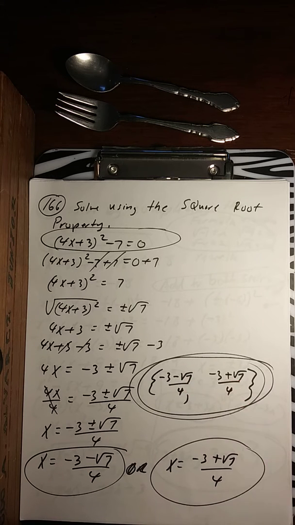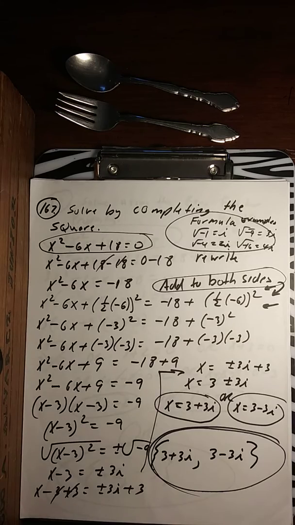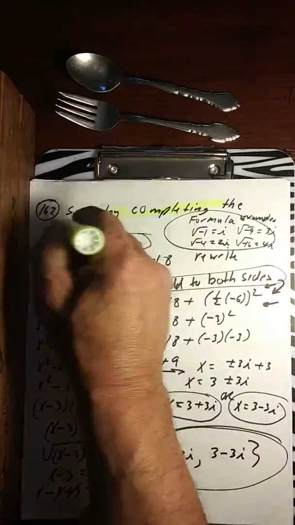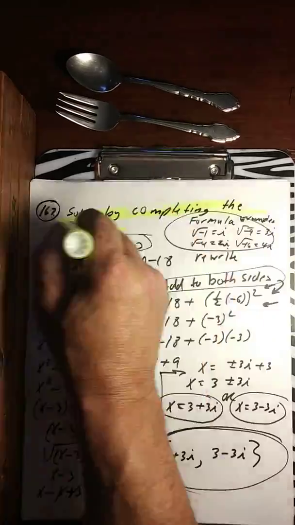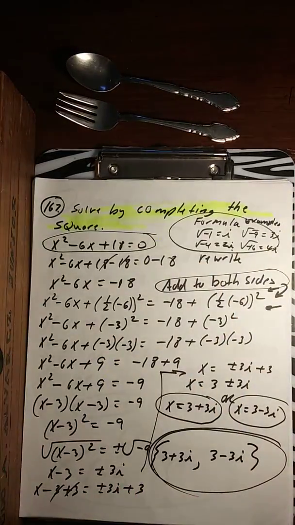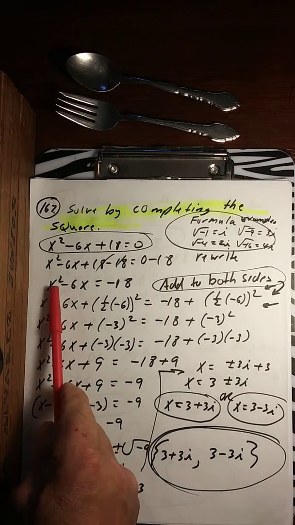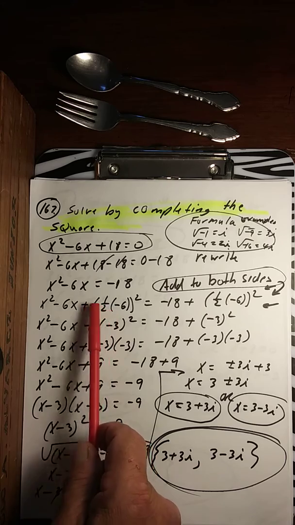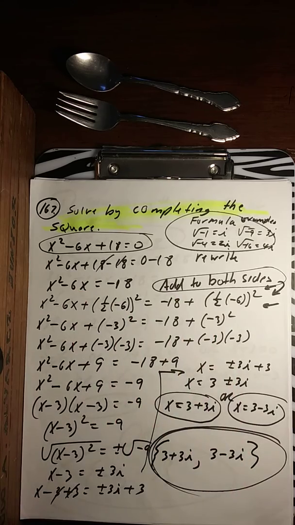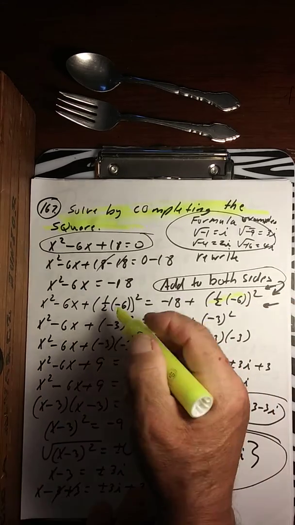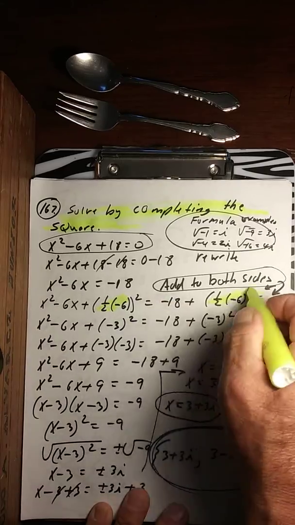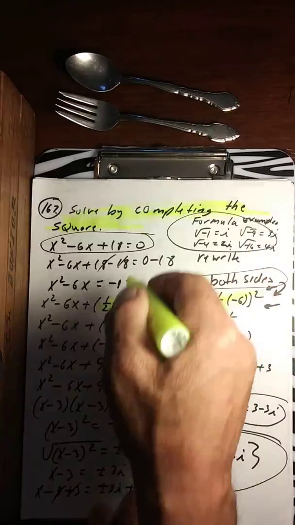Minus 3 plus square root of 7 over 4. Solve by completing the square. What does that mean? What does completing the square mean? Okay, so the way you do that, you rewrite it first this way: x squared minus 6x is that. Now take half the number, square it, and add it to both sides. Right there, that's the magic step. So completing the square means do this to it.